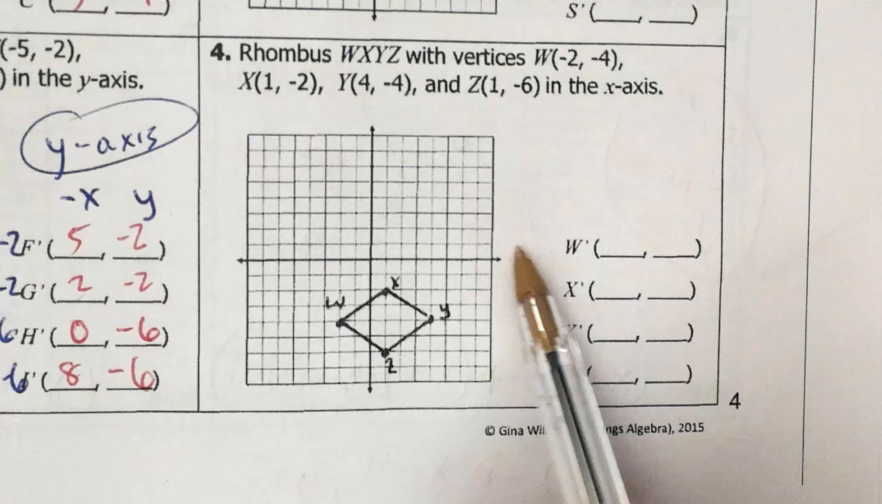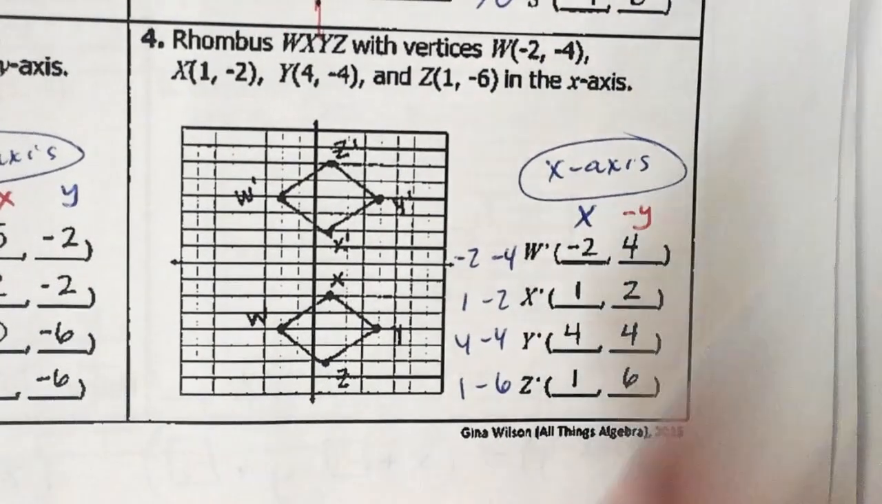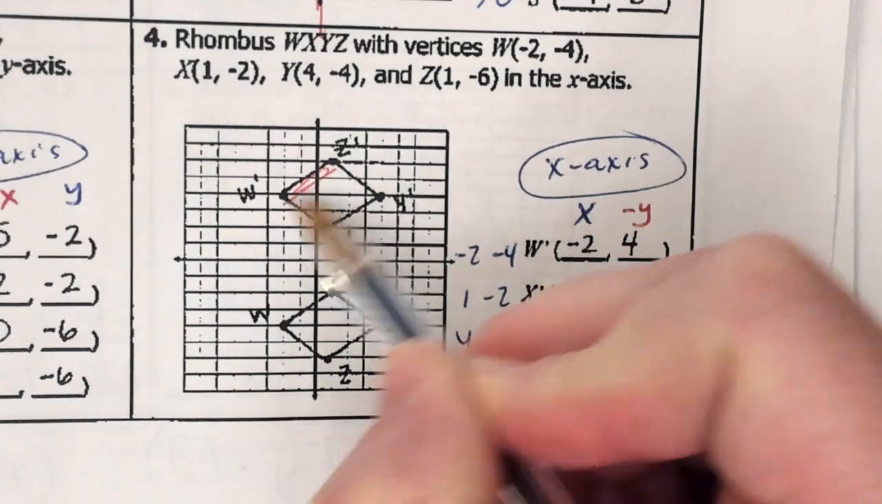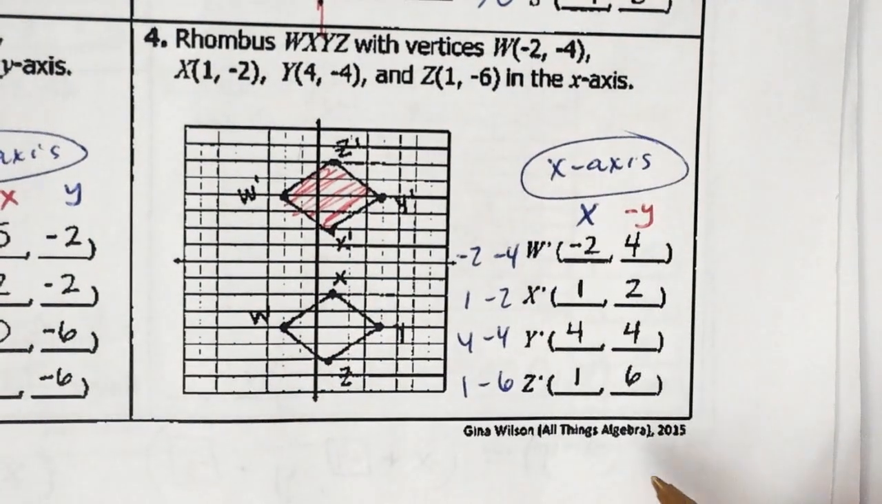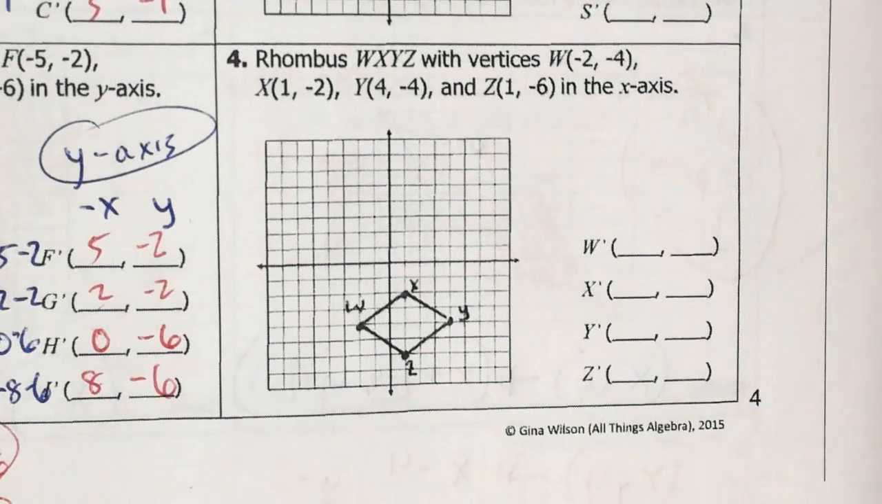All right, so hopefully you reflected over the x-axis. And let's see if you guys got the right answer. So it should look like this. So when you flipped it over, you landed right here. Okay, excellent. All right, let's keep going. I want you guys to go to page 5. So we're going to go to page 5.